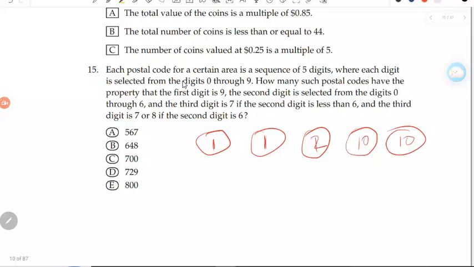What else? What else is the 6? The second digit is selected from the digits 0 through 6. How do we handle that one?